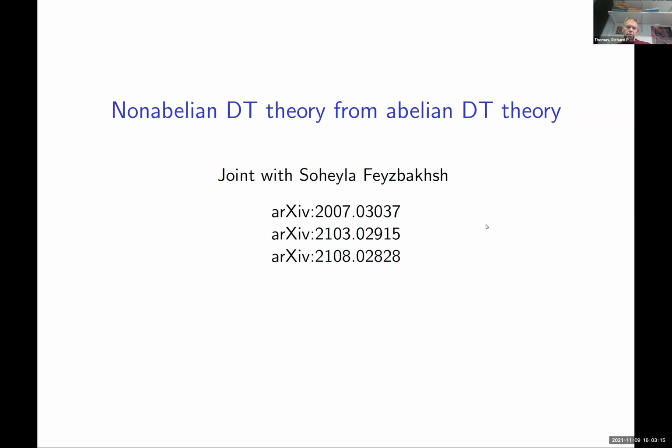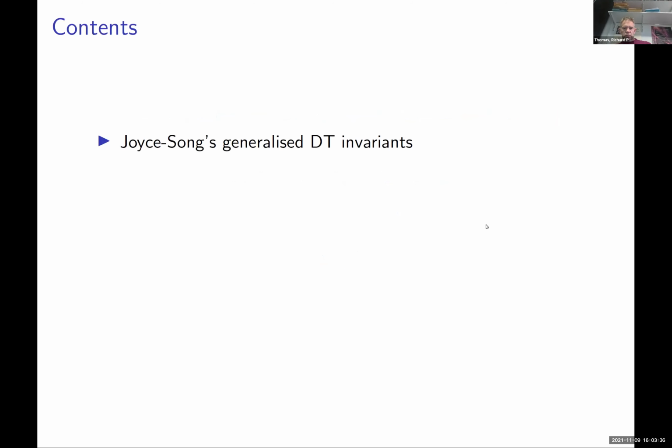So non-abelian here refers to, I guess, the gauge group. So another way of writing this title would be rank R DT theory from rank 1 DT theory. So the non-abelian would refer to GLR and the abelian to GL1. I'll explain all the words in the title soon.